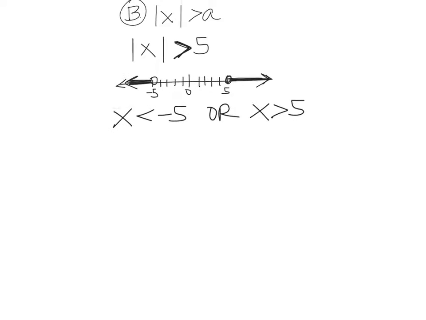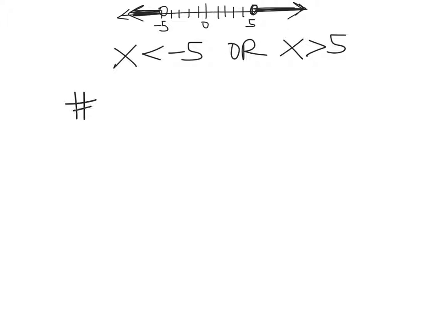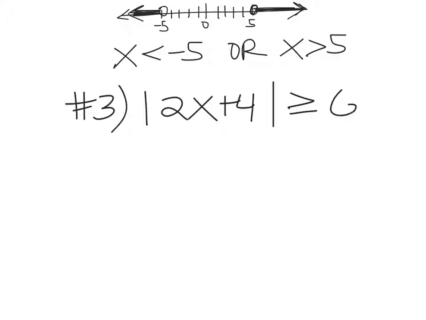So let's do some. Here we go. Number, what are we on? Number 3. Let's do the absolute value of 2x plus 4 is greater than or equal to 6. Okay. So you have to think of this as the entire absolute value has to be a distance more than or equal to 6 away.